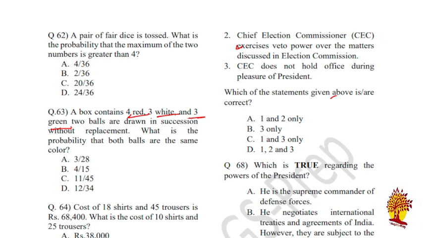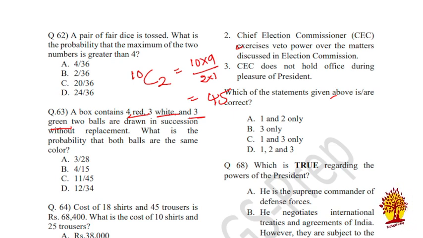Here, the total number of balls is 4 plus 3 plus 3, 10. Okay, 10 balls, but we have to draw a total of 2. So the total number of conditions is 10 into 9 divided by 2 into 1, which is 2 1s are 2, 5 9s are 45. Okay, 45.